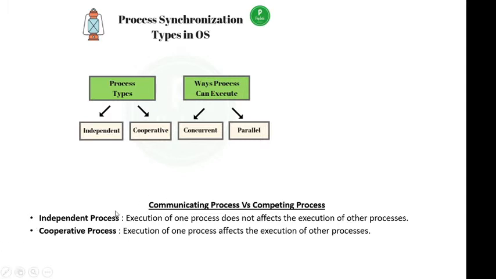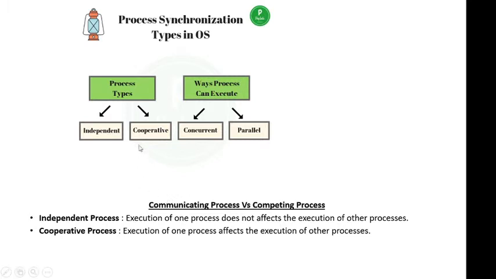So independent processes, if one process is executing, it does not affect another process. So say there are two processes, P1 and P2. If P1 is executing, no matter what it executes, it does not affect P2.